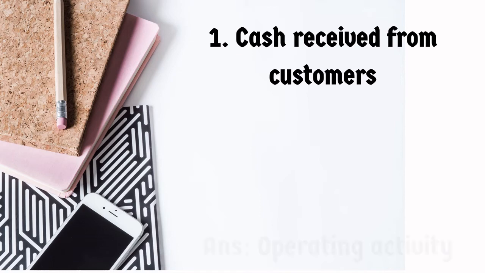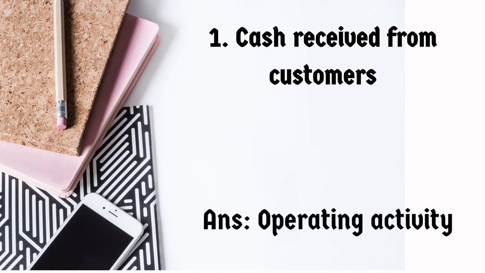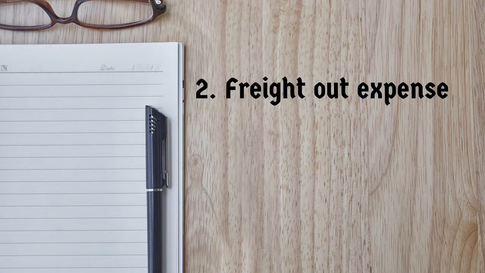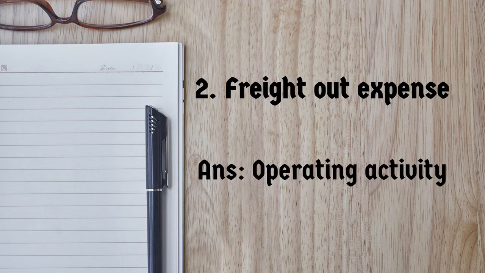The answer is operating activity. Number 2, freight out expense. The answer is operating activity.